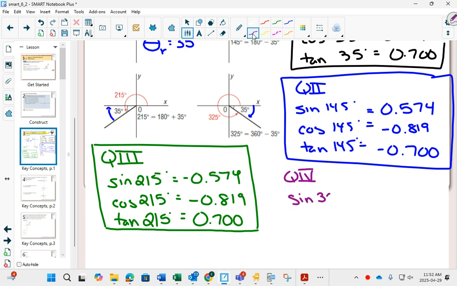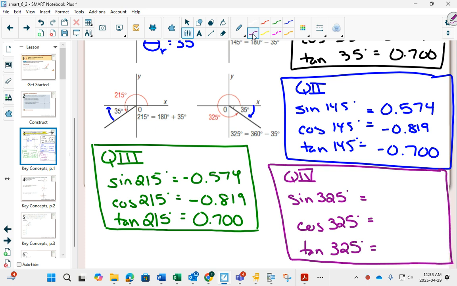This time the angle is 325 degrees. Now, can you see a pattern to figure out the negatives and the positives? I think in quadrant 3 you definitely would have been guessing, but I wonder if you can figure out the pattern in quadrant 4. Are they all negative, all positive? What do you think is going to happen here? Negative, positive, negative. Negative, correct. Positive, correct. Negative, correct.